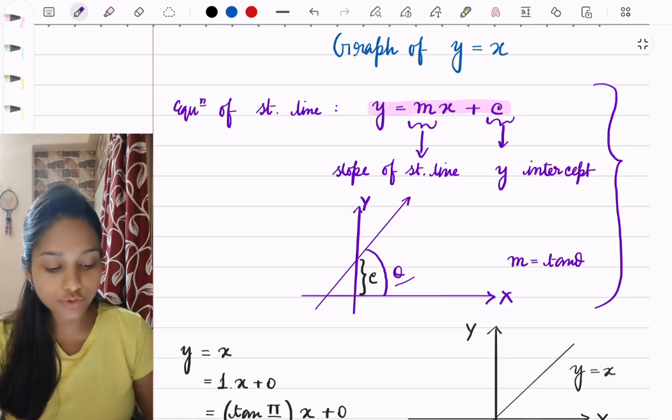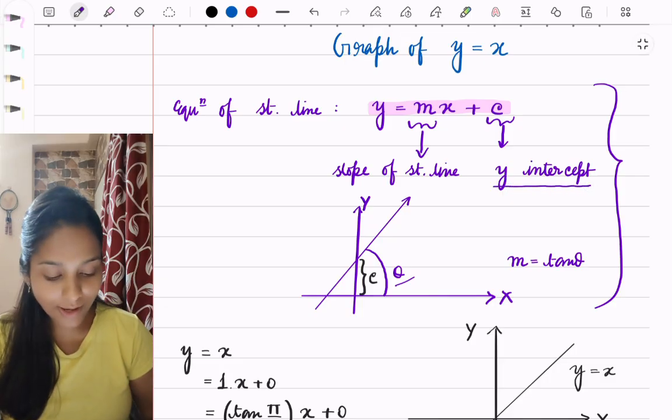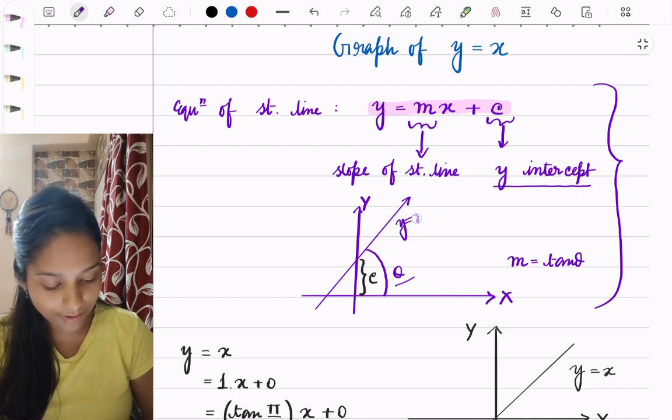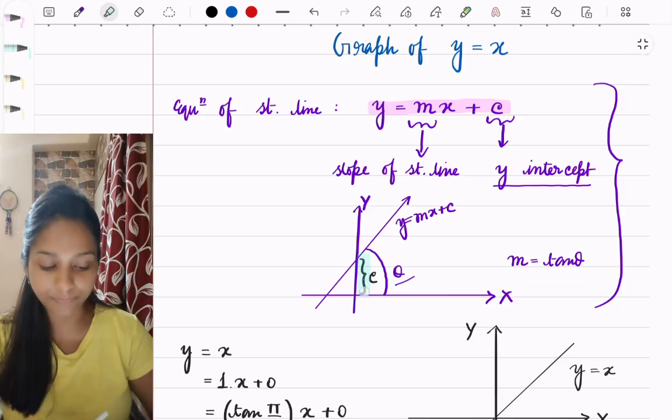Now, this is the m, and what is c? c is the y-intercept. So what is the y-intercept? In this straight line here, this is y equals mx plus c, so this c is the y-intercept, meaning this length here.